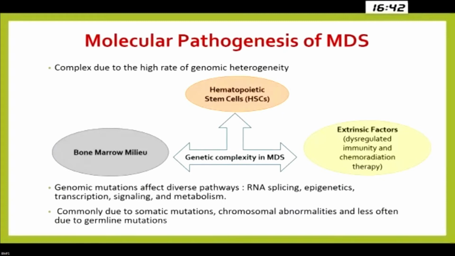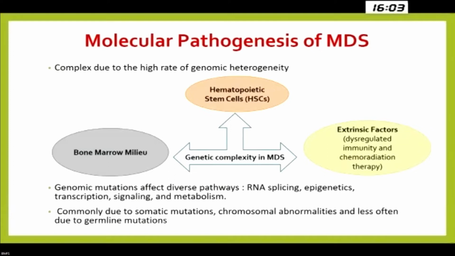If you come to the molecular pathogenesis of myelodysplasia, we all know that it is a complex pathogenesis because of the high rate of genomic heterogeneity. A large number of driver-associated mutations have been attributed to myelodysplasia. So when you have a genetic complexity in myelodysplasia and it affects the hematopoietic stem cells, your bone marrow milieu changes, and it also gets compounded by many of these extrinsic factors that we have in our day-to-day life.